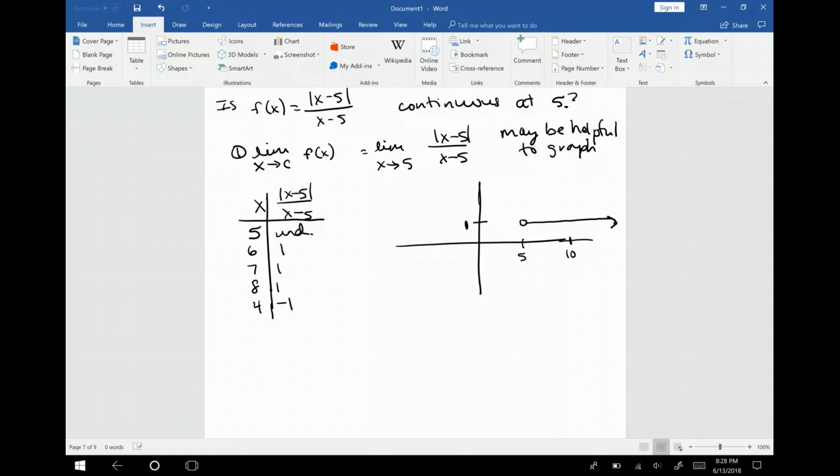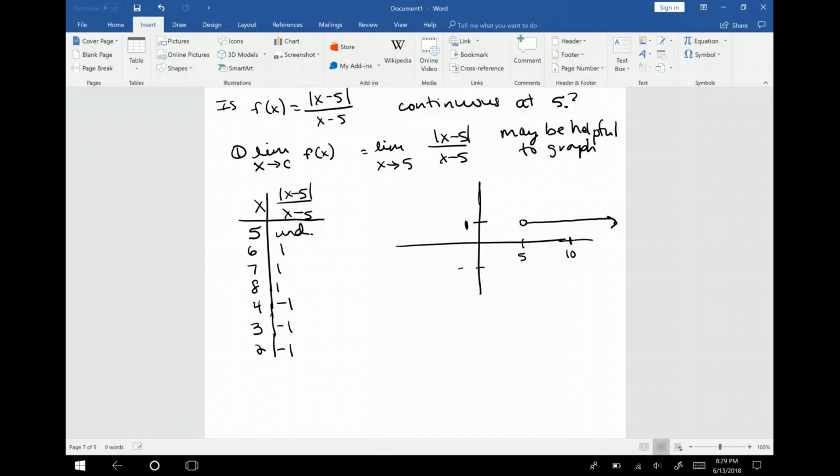So we're at negative 1, so it's negative 1. And at 3, so 2 over negative 2, so negative 1 again. And so they're all going to be negative 1s. So as we go 4, 3, 2, 1, 0, everything is going to be a negative 1.